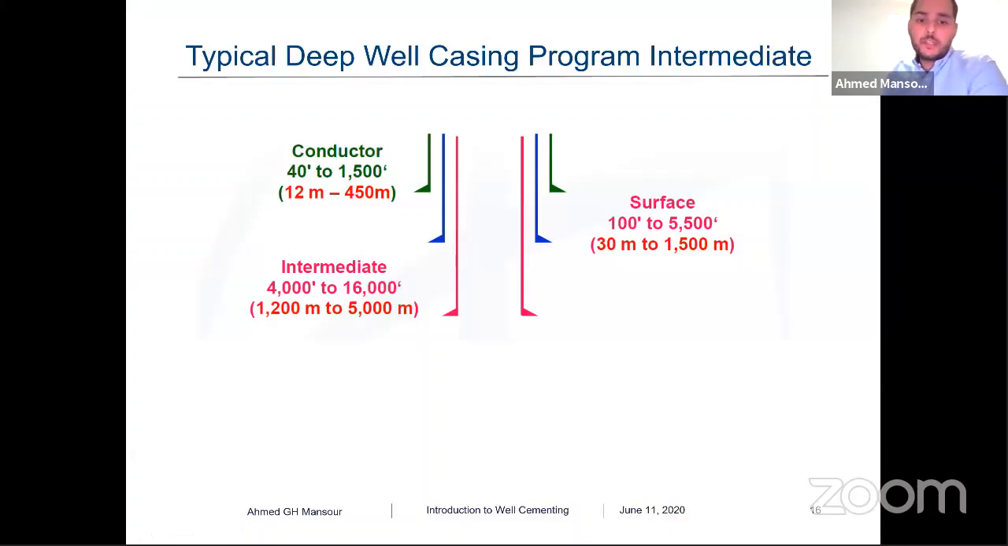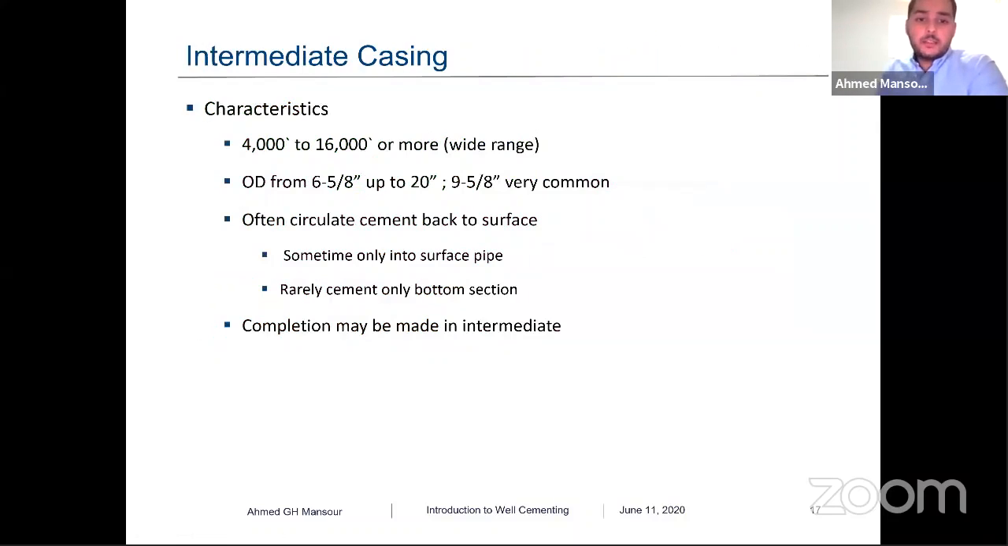Now let's move on to the intermediate. Intermediate, it's a string that has average size from 6 5/8 to 20 inch. 9 5/8 is the most common size that we use. The depth is from 4,000 to 16,000 feet. So we're dealing with high temperature pressure area.